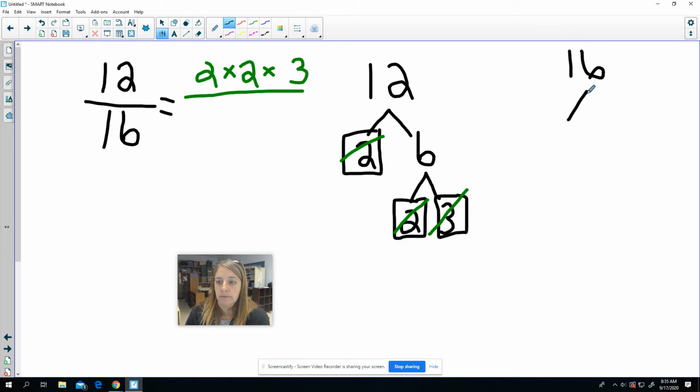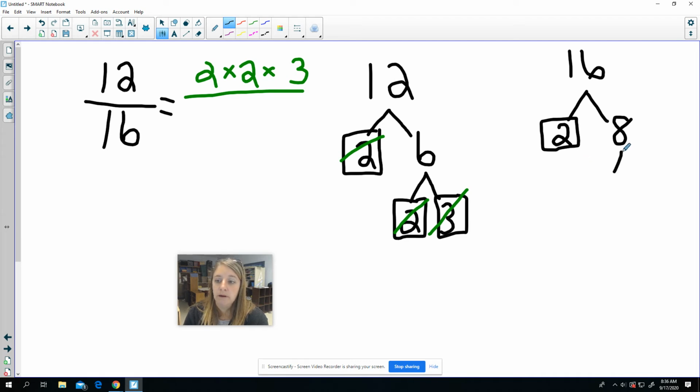16 can also break apart, and there's different options. You could use 2 times 8, or you could use 4 times 4. I suggest that if you ever find that there's a prime number involved, use that fact because that's less of the breaking down you have to do. So 2 I know is a prime number. I've already boxed them over here. So I have 2 times 8, and I can go ahead and box my 2 because I know I'm done with that. It's a prime number.